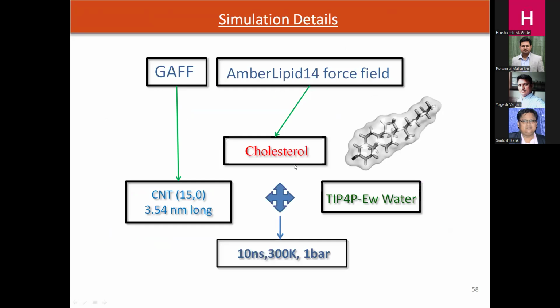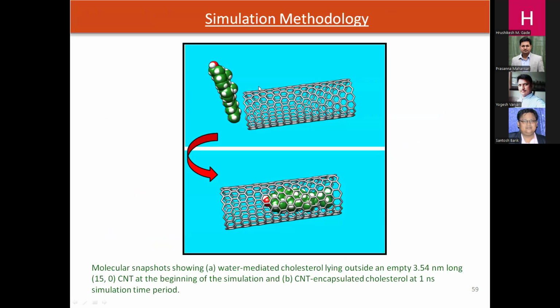Our system here again comprised of the general force field, a CNT, a cholesterol molecule, and water, solvated in water. That's a snapshot which showed the cholesterol which was outside got inside the CNT. That's the first result that we obtained. But okay, that got inside. Now again, a question comes up in the mind: why is that molecule getting inside? Is it getting inside because of its CNT interaction?